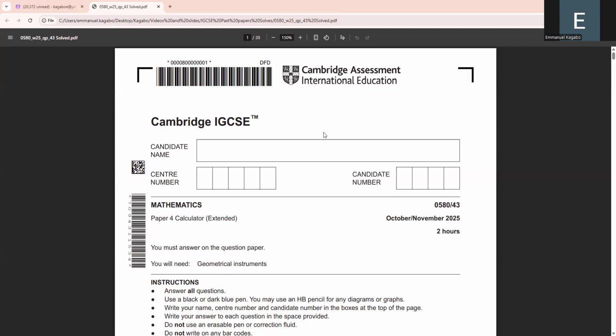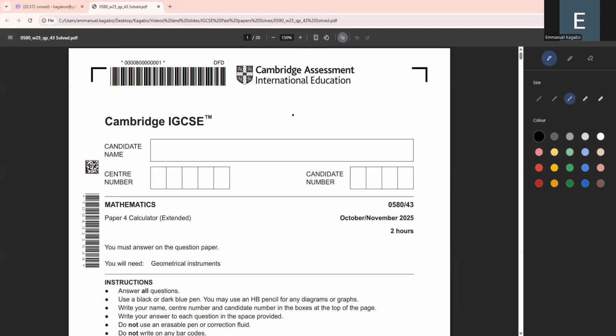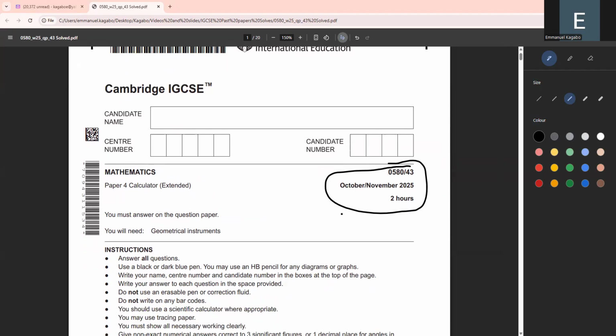So today, what am I going to do? This is the paper I'm going to do today. Are you ready? This is the paper I'm going to do: October/November 2025, variant 4.3. It's a Paper 4 question.